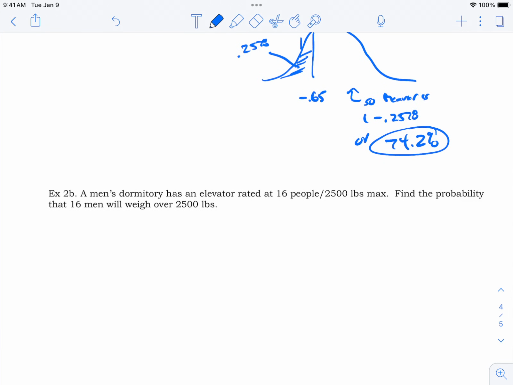See, this is like an application now. All right, here's the other part. So, a men's dormitory. It's got an elevator in it. And the elevator is rated at 16 people or 2,500 pounds max. Now, the 16 people is kind of a rule of thumb, really. It's the 2,500 pounds that really matters.